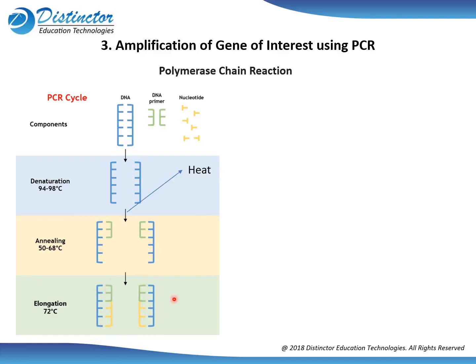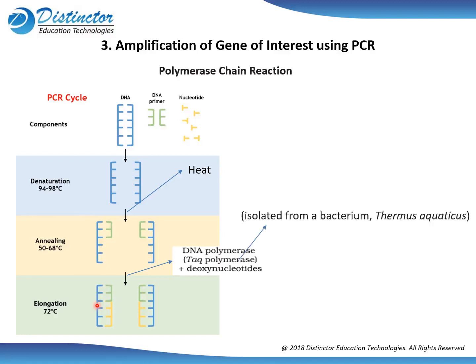So in the heating process, we separate the double stranded DNA into two single strands. Then with the help of a polymerase enzyme, the Taq polymerase, we make the single strand become a double strand. What is this Taq polymerase? It is isolated from a bacterium called Thermus aquaticus. Thermus means heat, so this bacterium lives in extreme heat conditions.